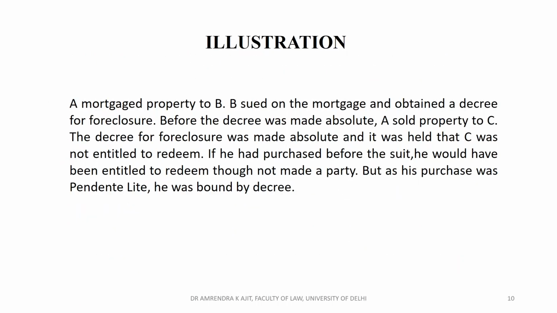Illustration: A mortgaged a property to B, B sued on the mortgage and obtained a decree for foreclosure. Before the decree was made absolute, A sold the property to C. The decree for foreclosure was made absolute and it was held that C was not entitled to redeem. If he had purchased the property before the suit, he would have been entitled to redeem, though not made a party. But as his purchase was pendente lite, he was bound by the decree.